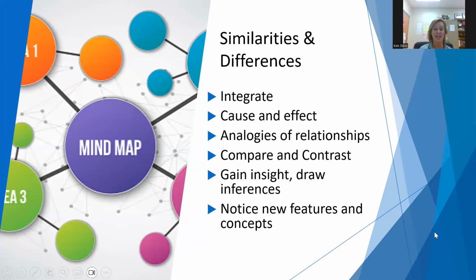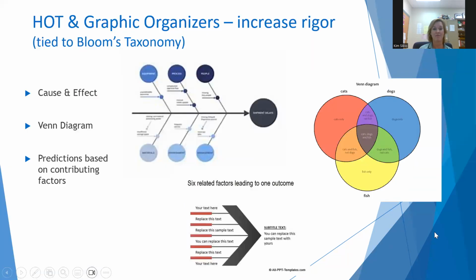Here are some visual representations. Based on Bloom's taxonomy, the hot questions, and the graphic organizers that represent them. This demonstrates an increased rigor and engagement for the students. First, we have a cause and effect diagram. Then we have the cyclical Venn diagram to the right. We also have predictions represented below. This is based on contributing factors to formulate a hypothesis.